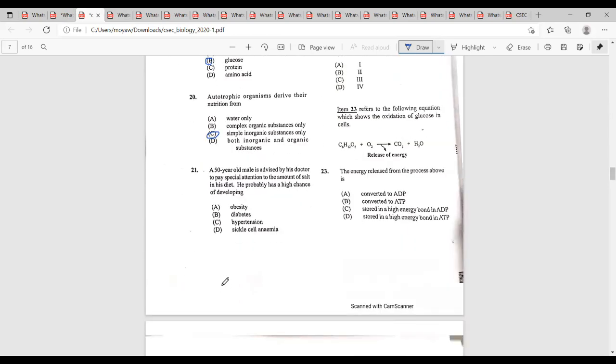Question 21. A 50-year-old male is advised by his doctor to pay special attention to the amount of salt in his diet. He probably has a high chance of developing, so we have A, obesity, B, diabetes, C, hypertension, D, sickle cell anemia. And the best option here would have been hypertension, which is high blood pressure.